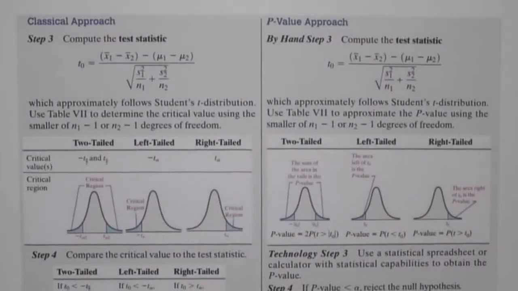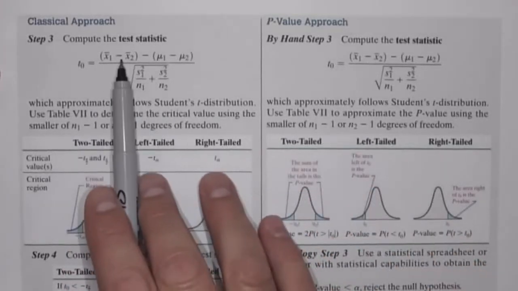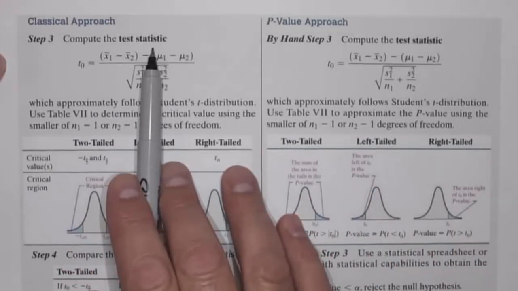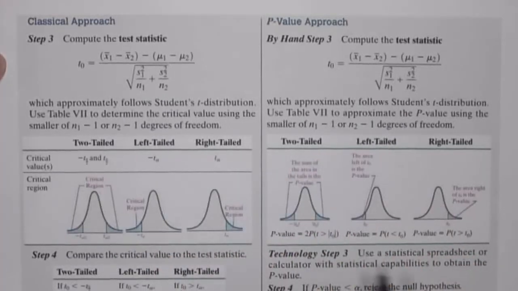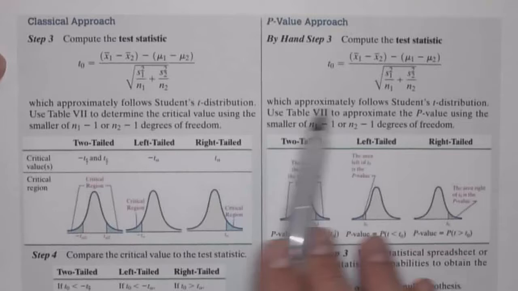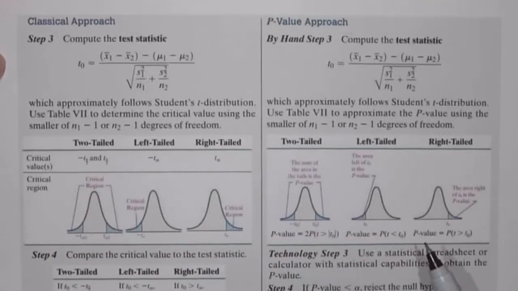Step 3, whether we're using the classical approach or the p-value approach, we're going to compute the test statistic. Now, the way we calculate the test statistic, that's what makes this test different from the other hypothesis tests. Otherwise, it's pretty much the same. You will notice that all of the hypothesis tests work pretty much the same way. They have the same structure. The difference is just in the details of which model we're using.